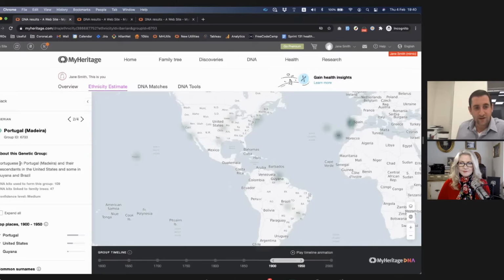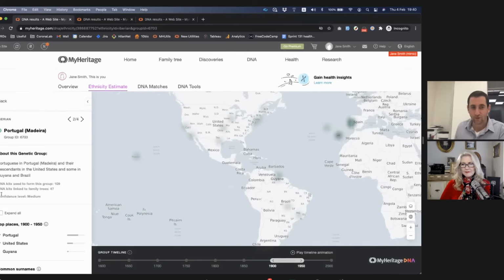As we saw before, these are Portuguese in Portugal Madeira, and their descendants in the United States and some in Guyana and Brazil. We can see how many DNA kits were used to form this group, which in this case is 109. We like to share information. We know our audience. We know genealogists love to look at data and numbers, so we're sharing everything we have. Remember, we took those 1.7 billion kits with matches and all of these things, and we're trying to look at the information. So 109 DNA kits help to form this group.